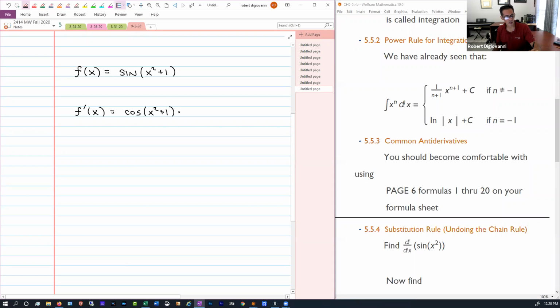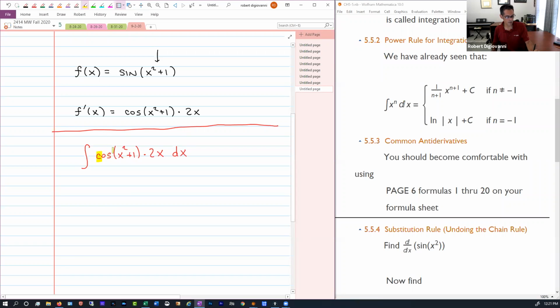And then you have to say the derivative of what's inside, which is 2x, right? Okay. So we had some chain rule here. Now, let's kind of act like we didn't do that just now. Okay, let's just act like we didn't do that problem. And let me ask you, what's the antiderivative of cosine of x squared plus 1 times 2x dx?